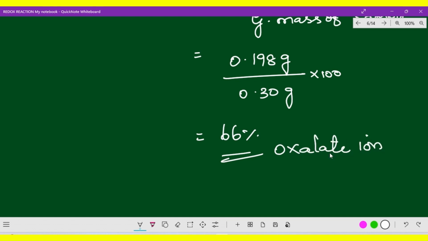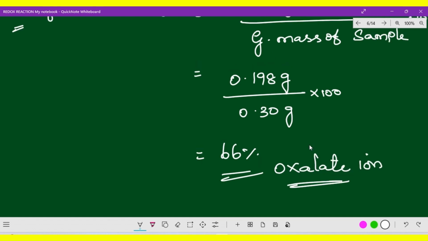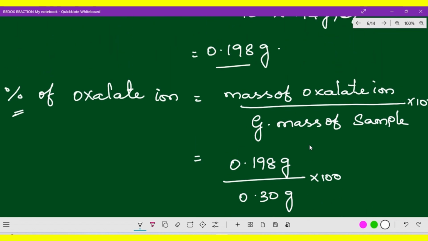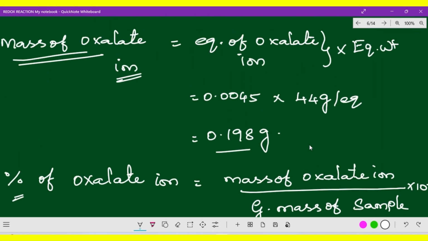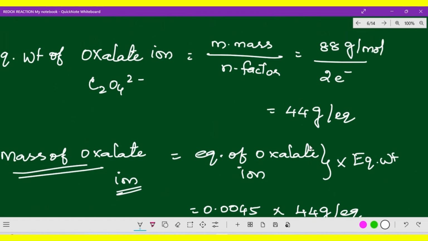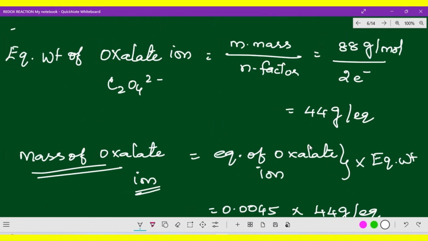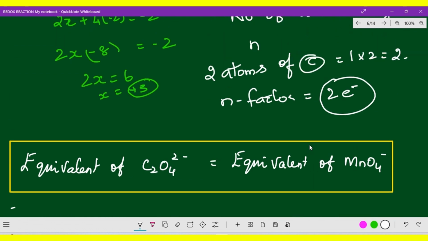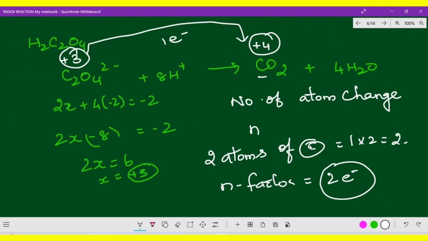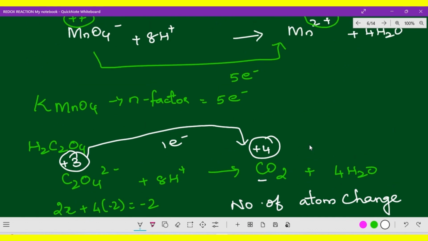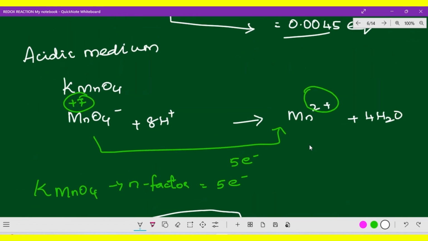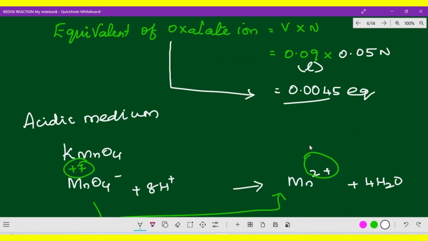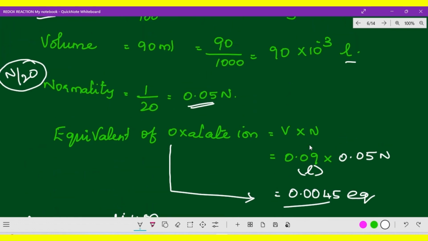I hope you got a clear idea how to solve. You cannot expect the same value, but you got the idea of how to solve step by step. I think I have given enough explanation for these questions, everything related to equivalent. Equivalent means volume into normality, remember that point. Suppose from this question you can identify centimolar, you can convert it to 1 by 20. So remember that point.